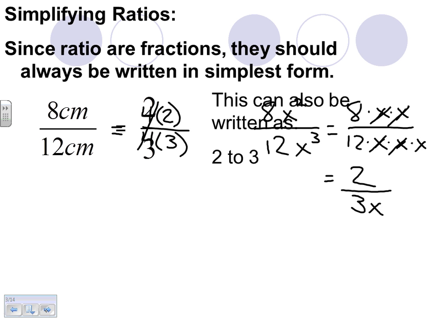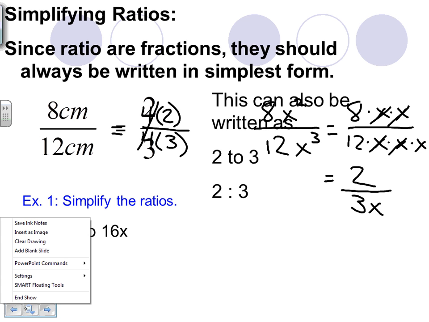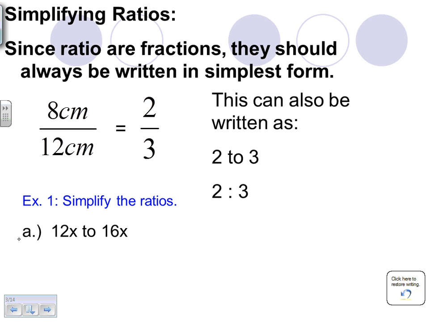And then again, you can rewrite it as either 2 to 3, 2 to 3, or 2 over 3. So next one, example 1, we're going to simplify part A here. 12x to 16x.